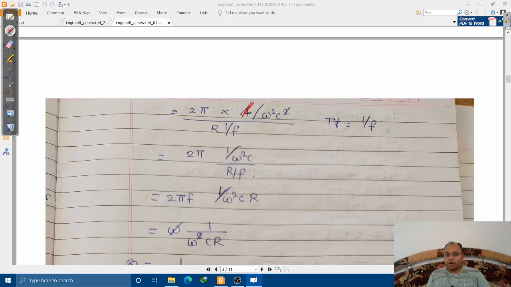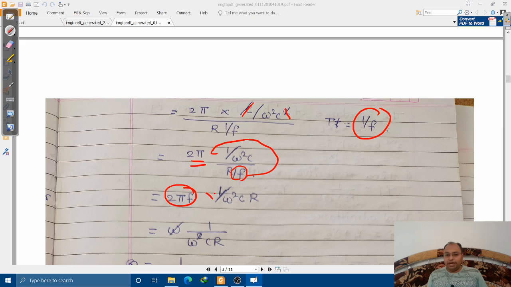So this C we are going to cancel out with this single C, because C square is there, right? Omega square will be as it is. Now again T we are going to replace with 1 upon F, so this 1 upon F is going to appear in the numerator. And now let us write this F after 2 pi, so it is going to become 2 pi F.